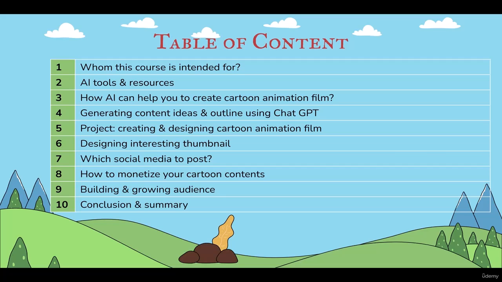So let's get started. Alright, so the first chapter here, whom this course is intended for. So in the first chapter, we're going to answer these particular questions. Whom this course is intended for. So I'm going to explain my intention behind creating this course and who are my main target students for this course. And obviously, if you're interested in creating cartoon film using AI, definitely this is the right one for you guys. And we're going to talk about that more in the first chapter.